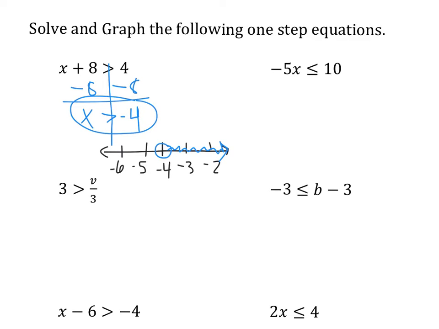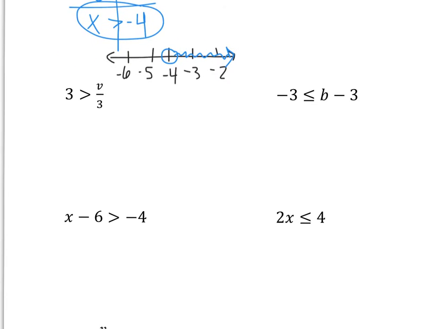Okay, let's look at another example. 3 is greater than v divided by 3. So to isolate the variable, I have a division of 3, so I'll multiply by 3 on both sides. And 3 times 3 is 9 is greater than v.